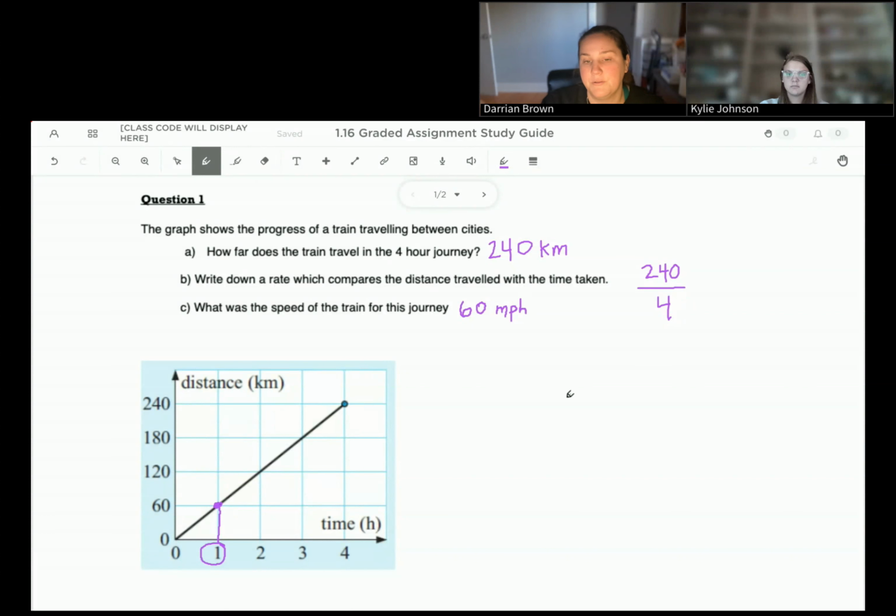However, if you did not know that, you could just solve your unit rate. So you would take 240 divided by 4, and you would get 60.